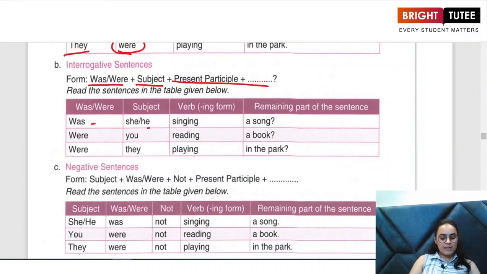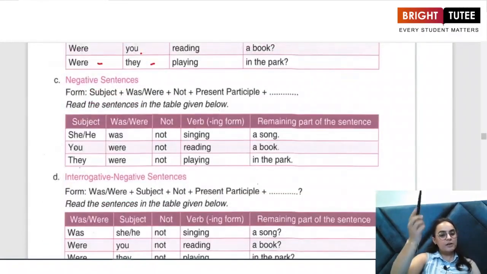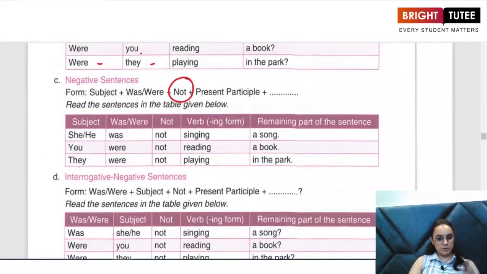Was she or he singing a song? Were you reading a book? Were they playing in the park? Now, if I talk about the negative sentences, we simply have to add not in the statement. The form of the statement that we have learned, we simply add not to that. Subject plus was or were plus not plus the present participle, that is the ing form of the verb.